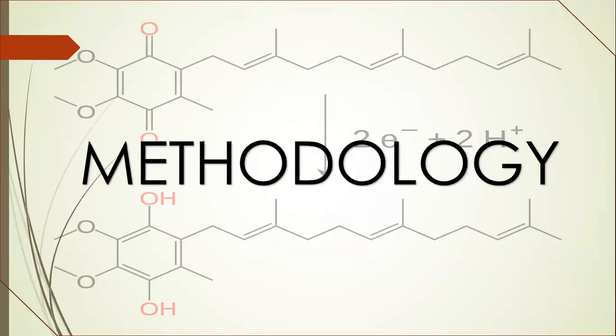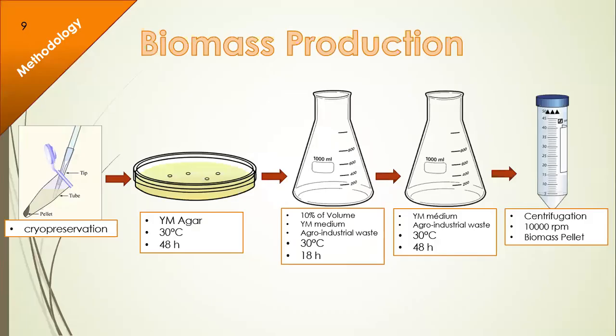We're getting to the methodology section, and we're starting with the biomass production. To make the biomass that we're using to extract the coenzyme Q10, we take it from a cryopreservation tube and add it to a Petri dish with YM agar under the conditions of 30 Celsius degrees for 48 hours.